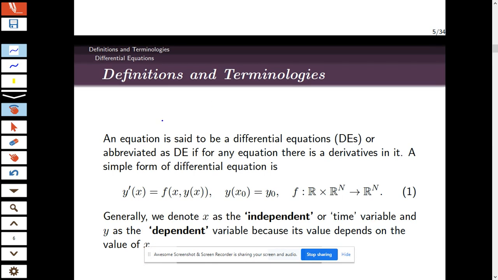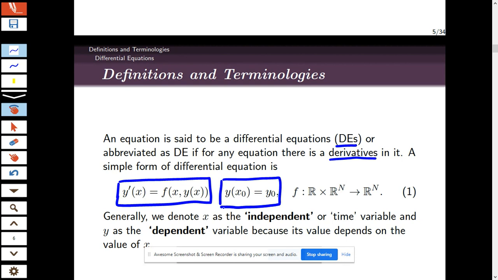These are the definitions that you have studied before. An equation is said to be a differential equation, DE, if there is a derivative. That's the keyword. What is a differential equation? If the equation contains a derivative. This is the simplest form: y prime equals f(x, y), where x is the independent variable, in time, and y is the dependent variable. And when you have this thing here, everybody knows this is called the initial condition.